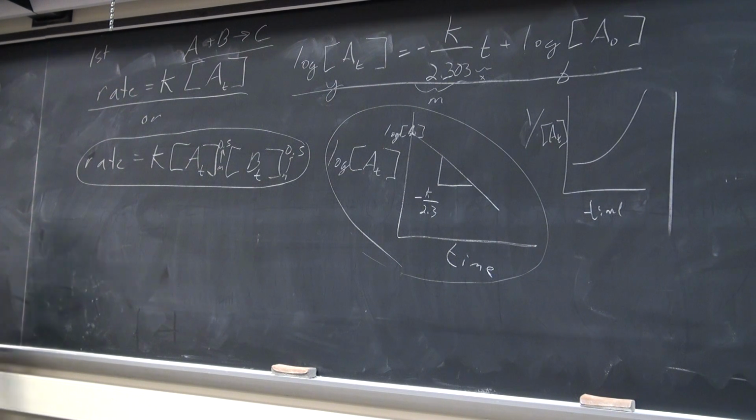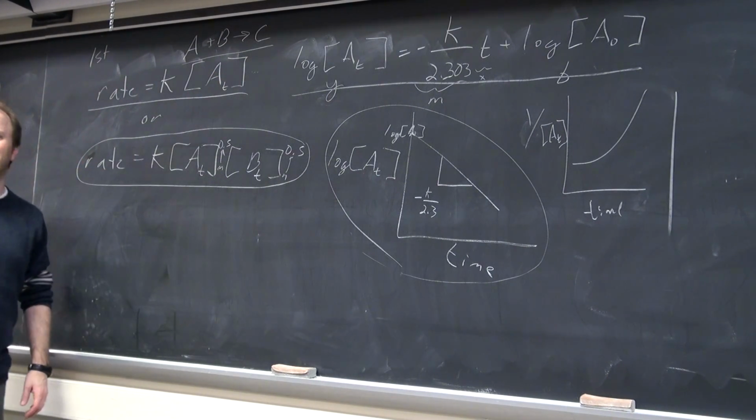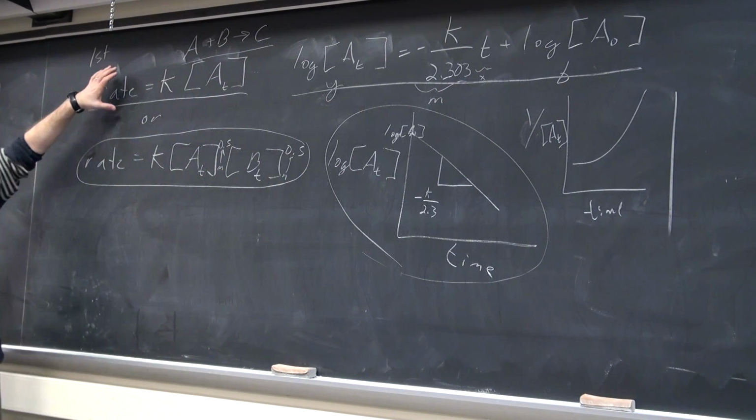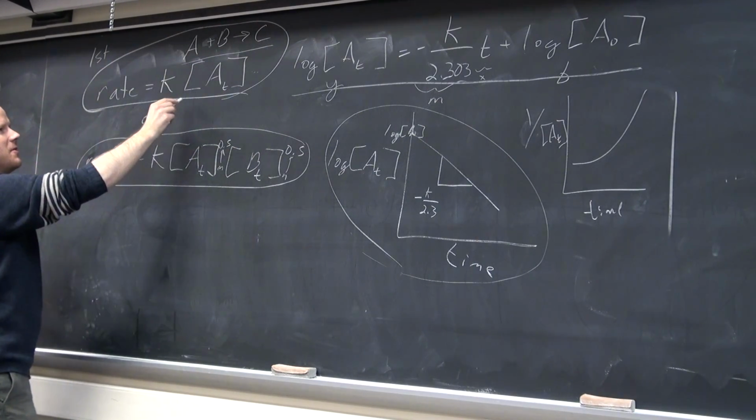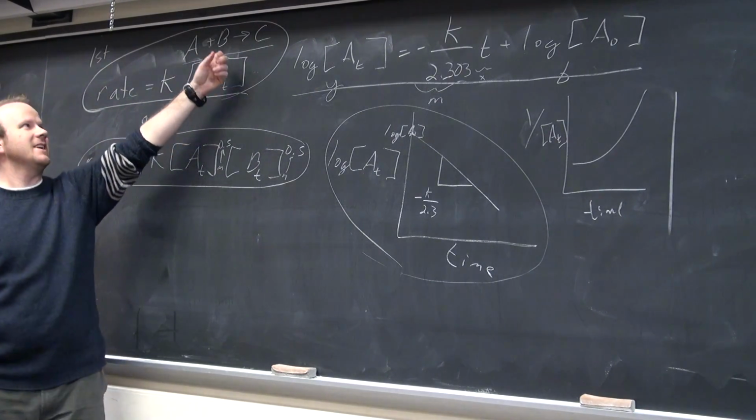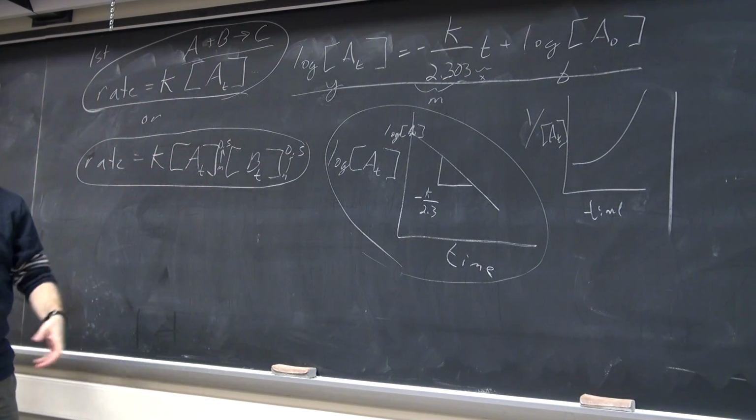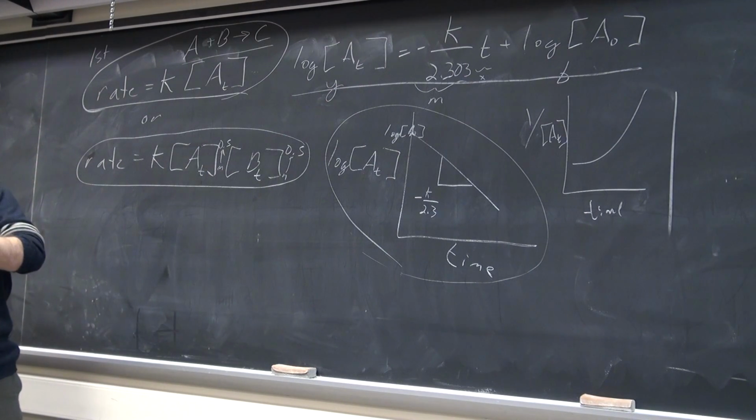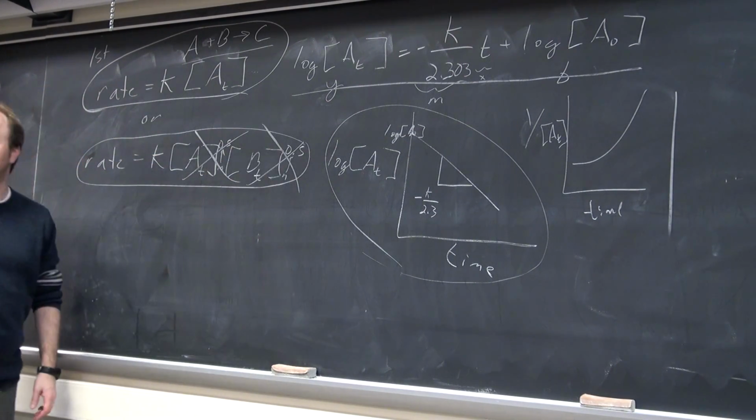0th order. Why? Because the rate doesn't depend on the concentration of B in this equation, right? So we can say if this is the rate law, we know that the rate is first order in A and 0th order in B. If this is the rate law, we say it's half order in A and half order in B. And so you're not going to have to analyze these sorts of situations.